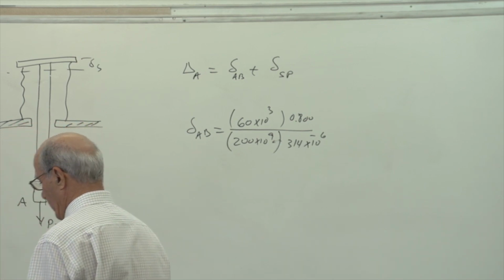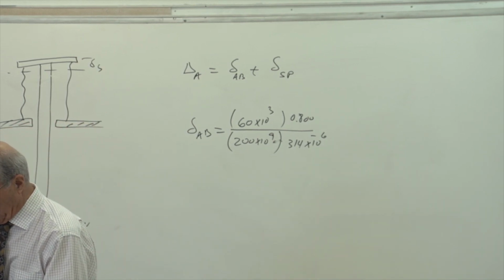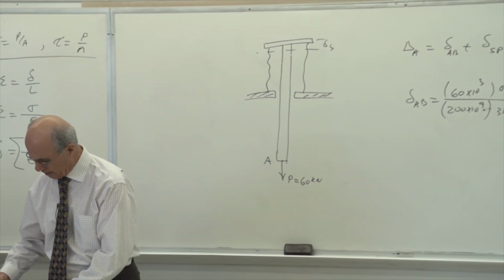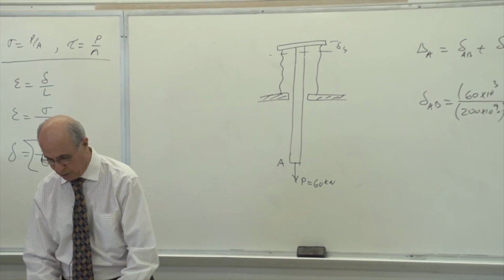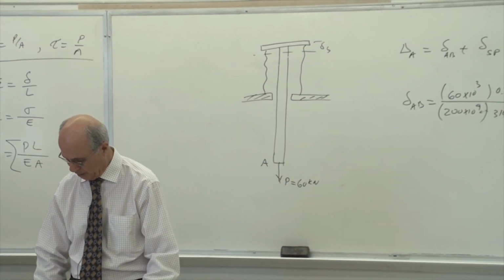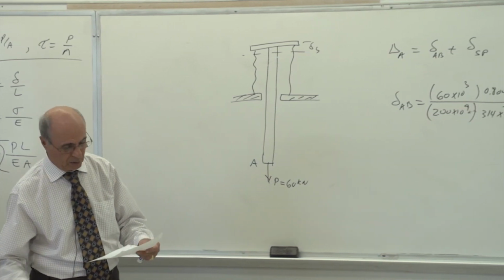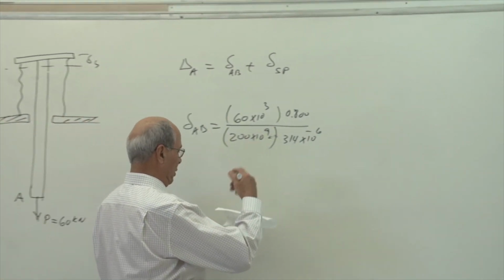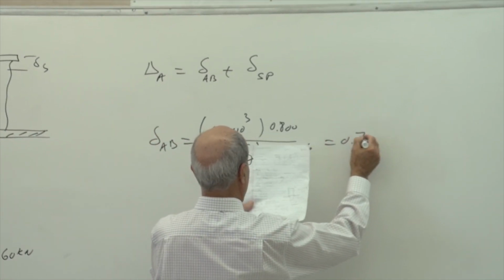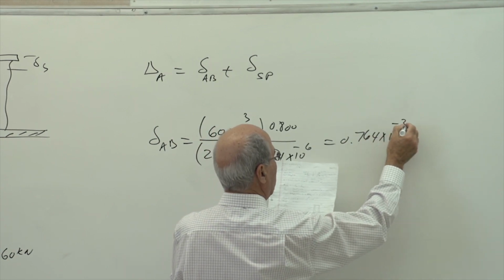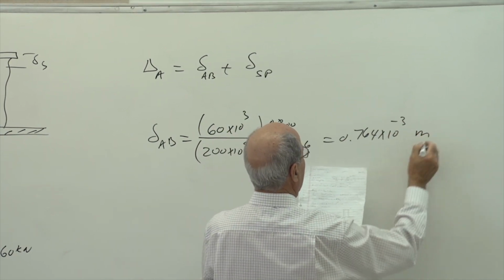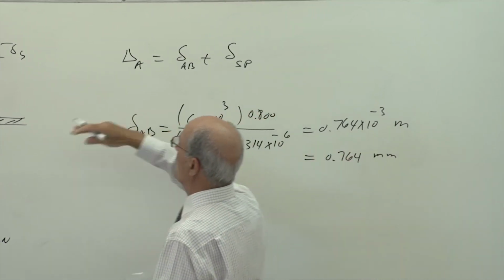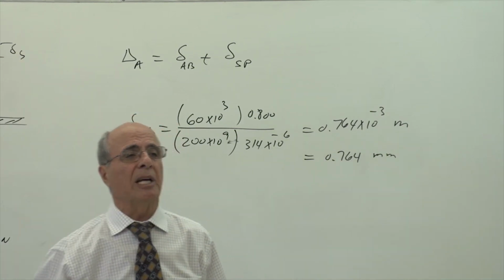Then you put these two together to calculate your total. Somebody get a calculator until I find my solution here somewhere. I lost it. Oh, here it is. I'll put it down here so I'm good. So you calculate that delta. The delta becomes equal to 0.764 times 10 to the power of minus 3 meter, or equal to 0.764 millimeter. If there was no spring there, the rod would have been stretched that much, yes or no?